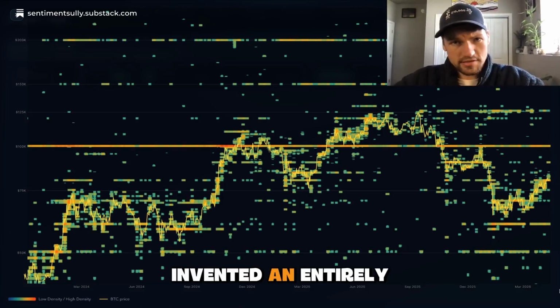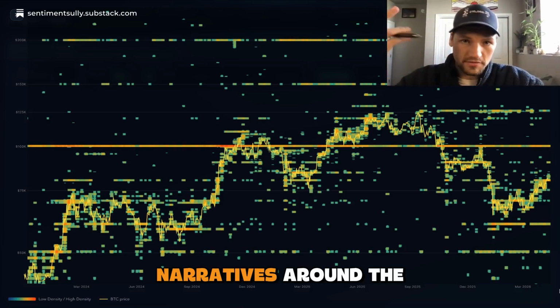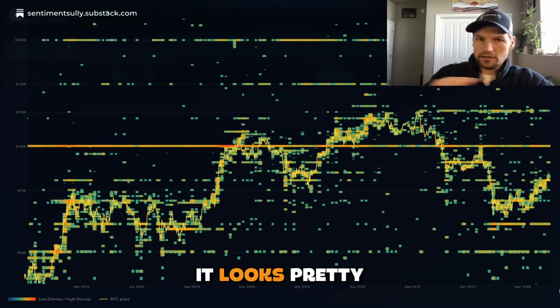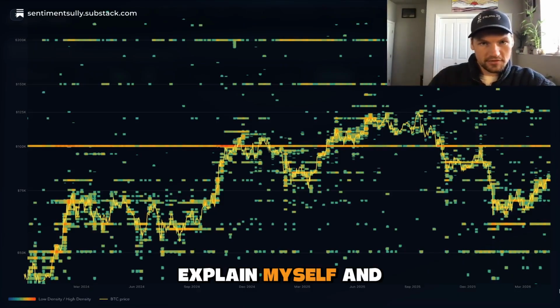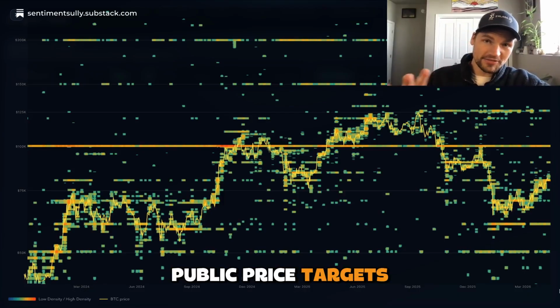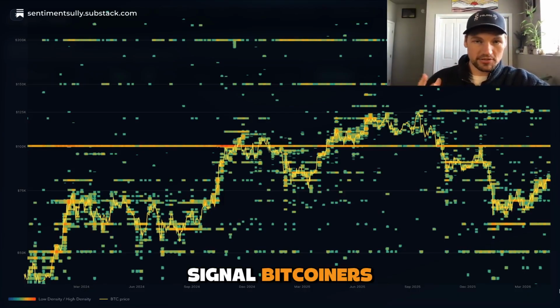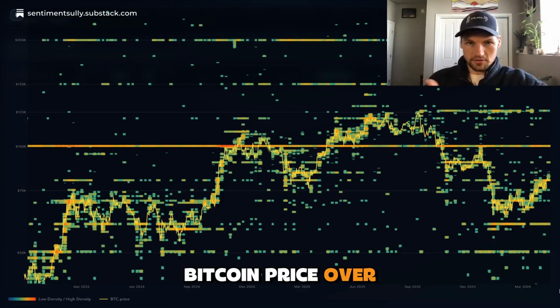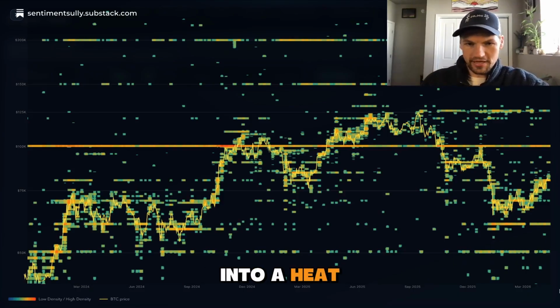So I just invented an entirely new way to visualize the narratives around the Bitcoin price. It looks pretty crazy, but let me explain myself and we'll get into what's going on here. What we're looking at here is public price targets made by a bunch of high signal Bitcoiners, plotted against the Bitcoin price over time and made into a heat map.